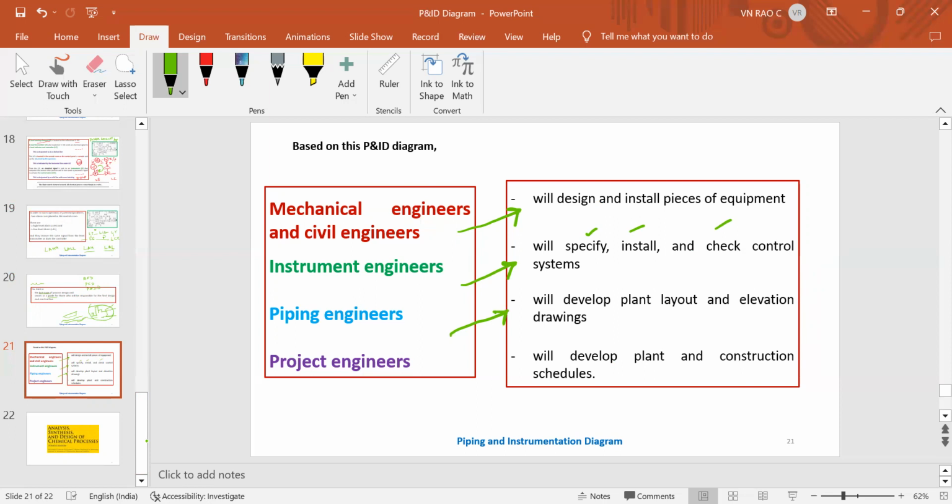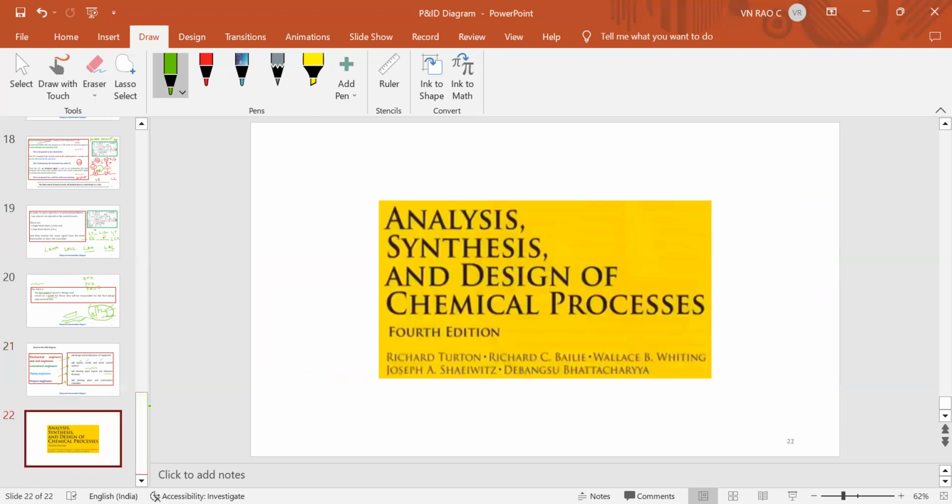Again, this very important diagram comes in here: plant layout and elevation drawings. Elevation drawings again come under general arrangement drawings. Project engineers will develop plant and construction schedules, the timelines of the process. This entire information is gathered from the textbook Analysis, Synthesis, and Design of Chemical Processes, 4th edition by Turton, Bailey, Whiting, Shaeiwitz, and Bhattacharyya.